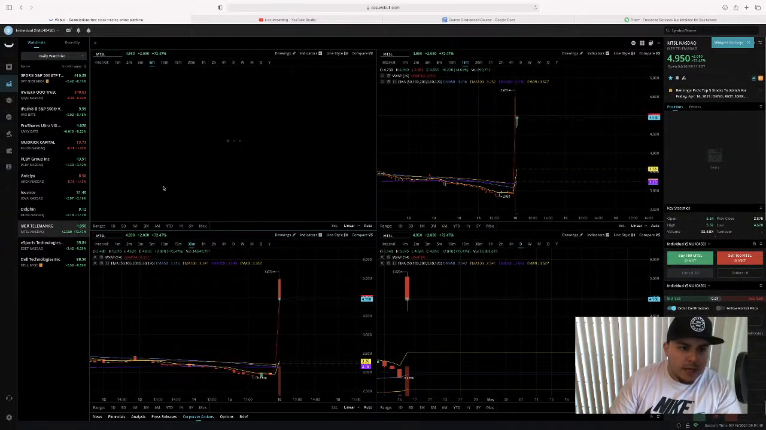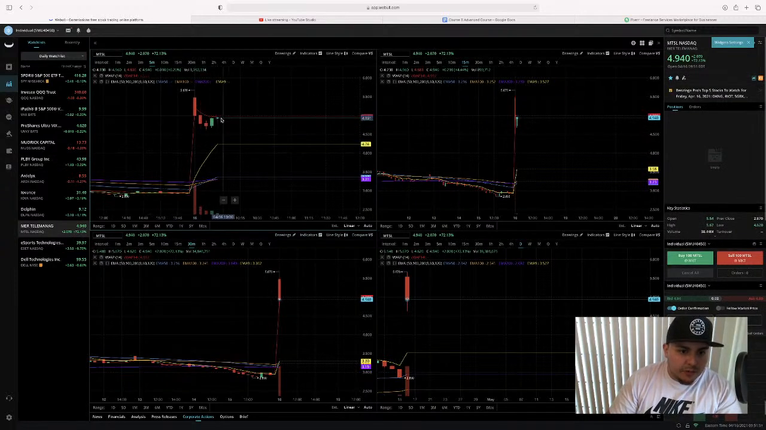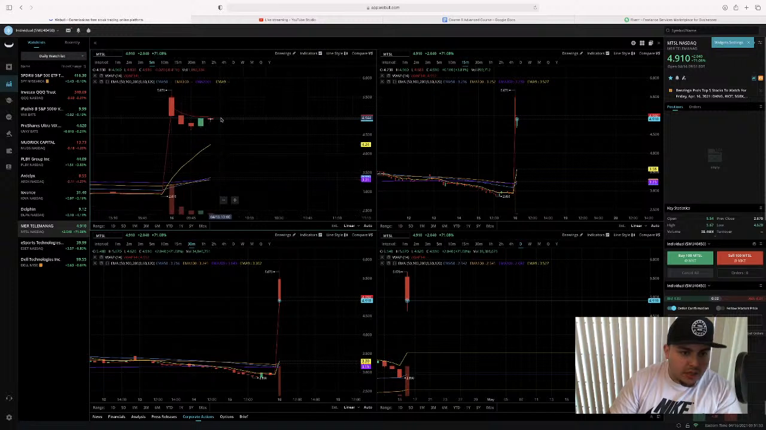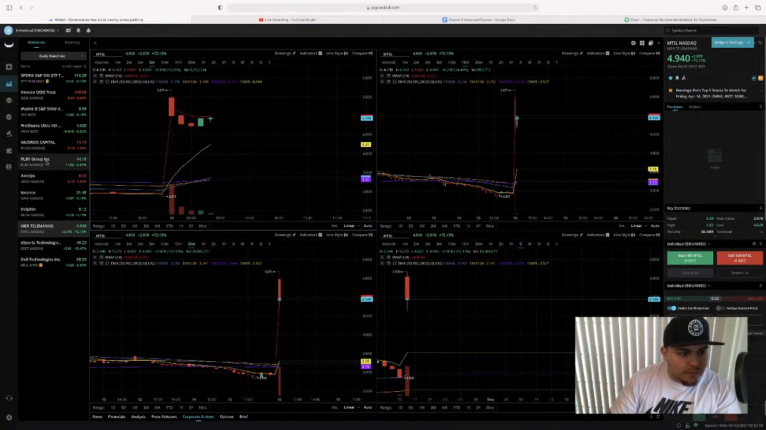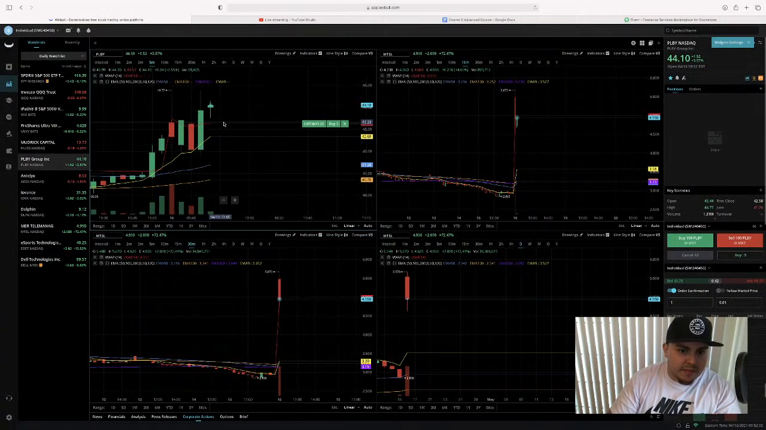MTSL looking like we're gonna catch up with VWAP, consolidating still. If we break above VWAP, we'll probably go long on that. PLBY still not giving me that bid. Stock is really strong, so we're doing low consolidation on that pullback.